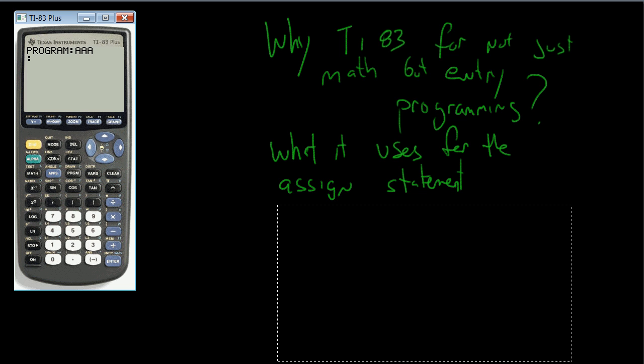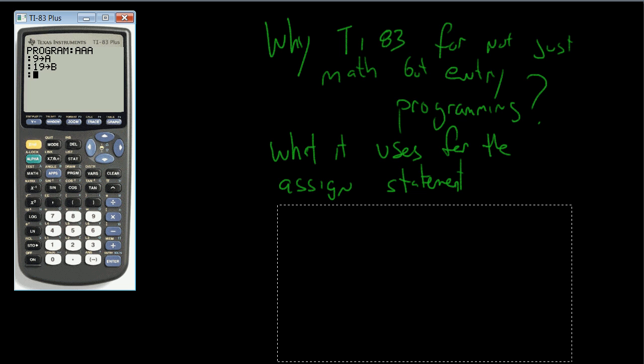I'm going to do clear. I'm going to do 9, stow to alpha A, and maybe 19, stow to alpha B.